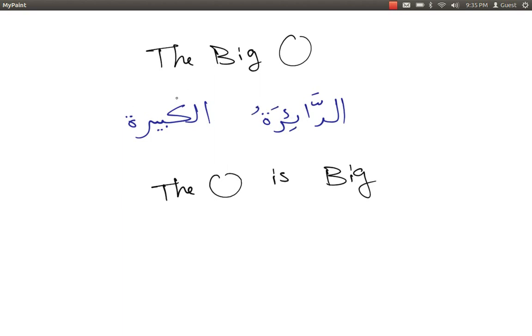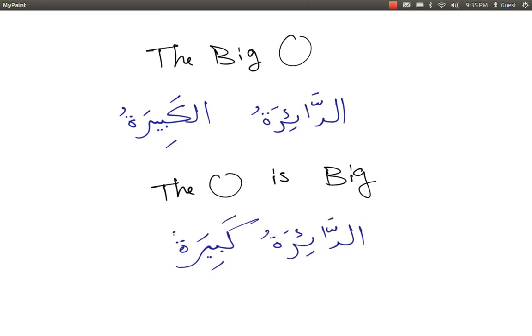الدائرة الكبيرة, and the other one is the circle is big, and that would be الدائرة كبيرة. Okay, so let's look at the differences of these two sentences. First, if you want to say the big circle, then in this case big becomes the adjective of the circle, and you will have to follow the rules in Arabic that the adjective has to follow the word that it is describing in everything. So basically we started with L, then the adjective has to have L, right? It ends with Dhamma, the adjective has to end with Dhamma. The word is singular feminine, the adjective is also singular feminine.